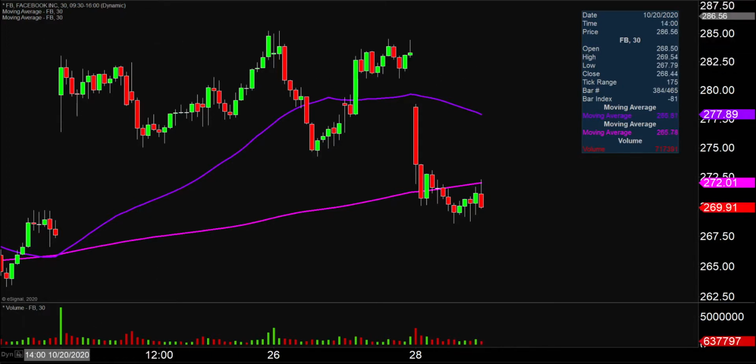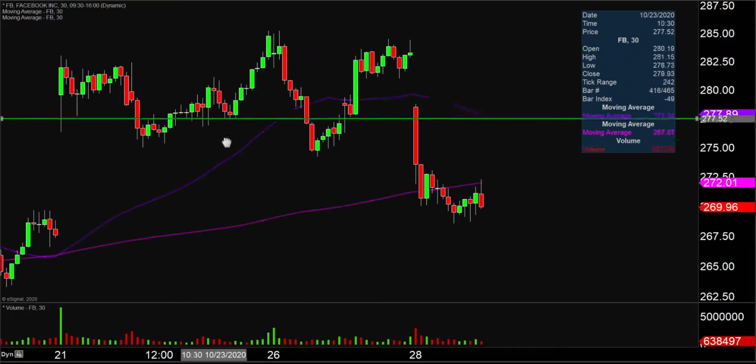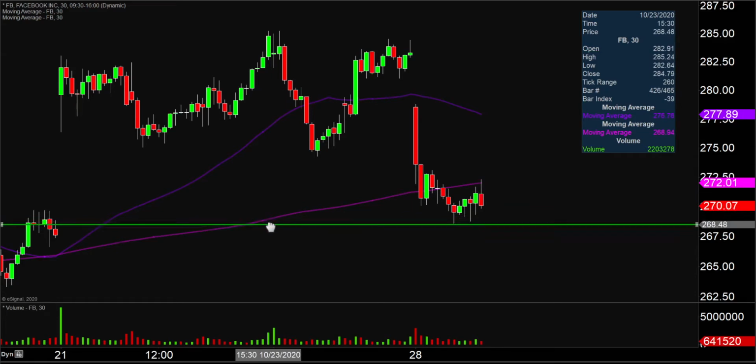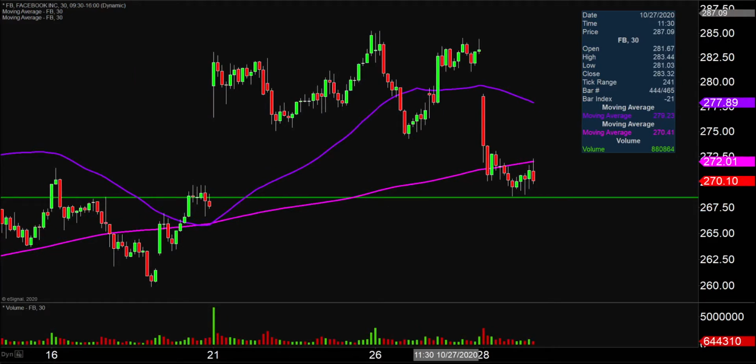And the level that a lot of people are going to be watching, let me actually get it in place here first, is going to be this area right here at the 268.50 mark. And if I go back through the history of the chart, you can see a whole lot of history around this area. You can see right here that it acted as support, or excuse me, resistance. Right there acted as resistance.